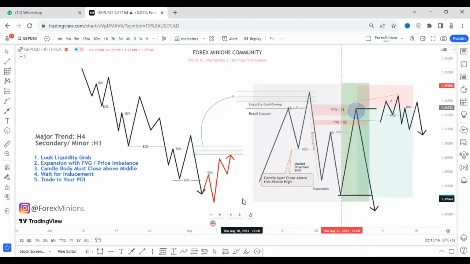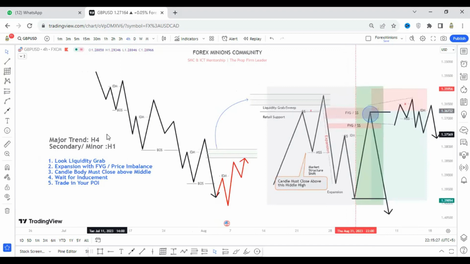So these rules are applicable for both bullish and bearish trends, 100% the same. You have to change nothing. Now the point is which time frame we need to use.